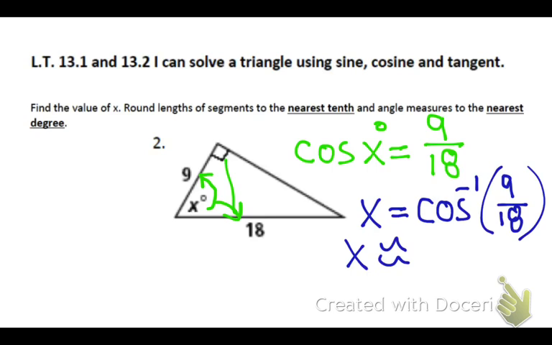If you use the nice TI-84s, you do second, the blue button, and then cosine. And then we got 9 divided by 18. And I want to make sure that I'm in degree mode. And I get 60 degrees, exactly.